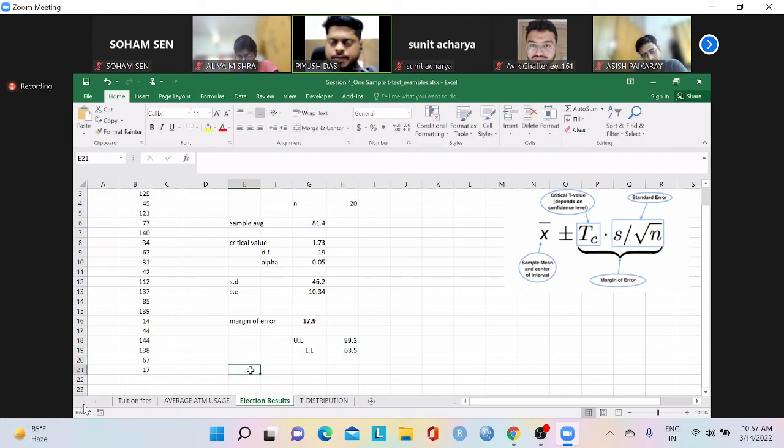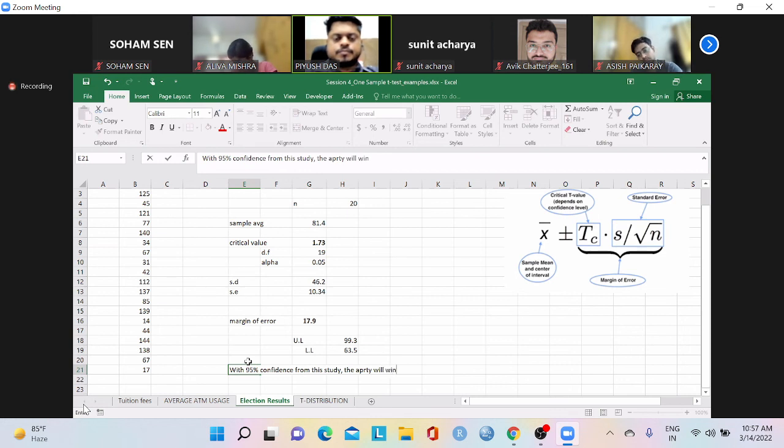So if I go to the TV show, what will I say if I've collected data randomly? So this party, I have 95% confidence in my study. I'm not 100% sure. With 95% confidence, from this study, the party will win between 64 to 100 seats.